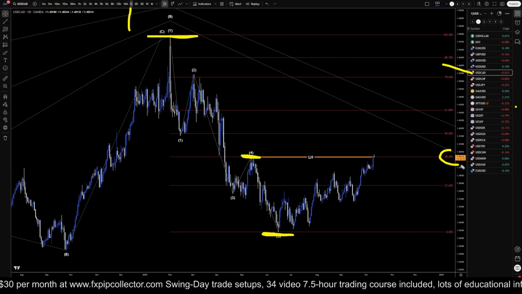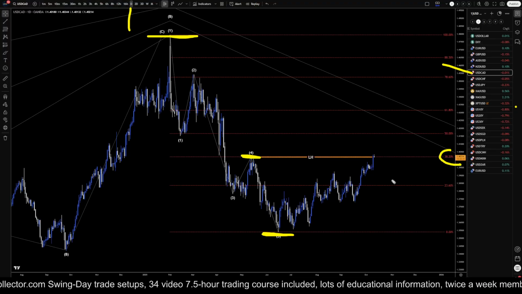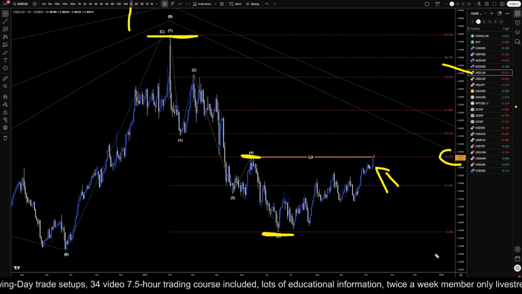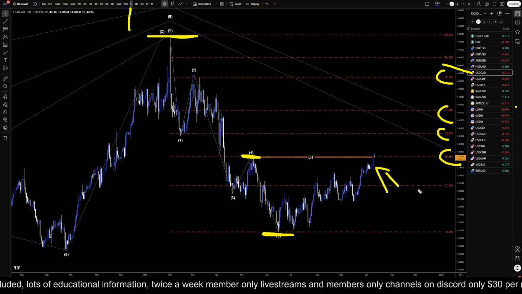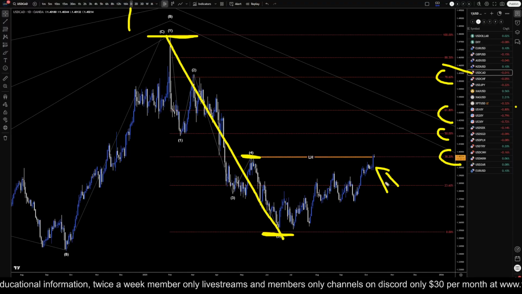Now, we are sitting at the 38%, and maybe this is going to reject structure and push down from here, but I definitely would want to see a break of structure on the lower time frames to believe that it's going down in a big way, because it definitely could, now that we have the break of structure, push up to any one of these higher Fibonacci levels and still be a correction to this last move down.